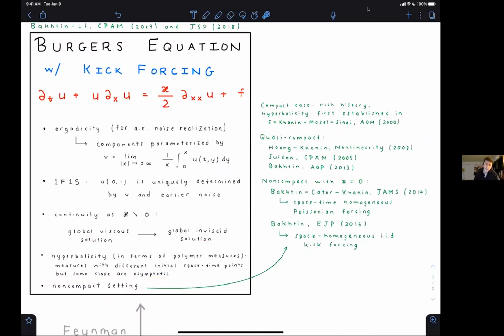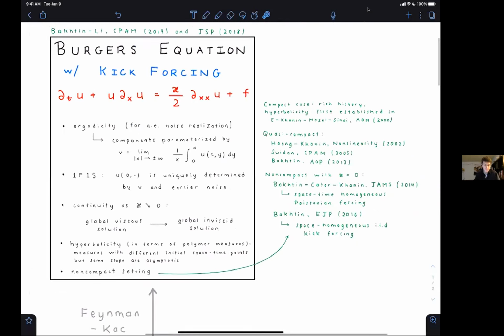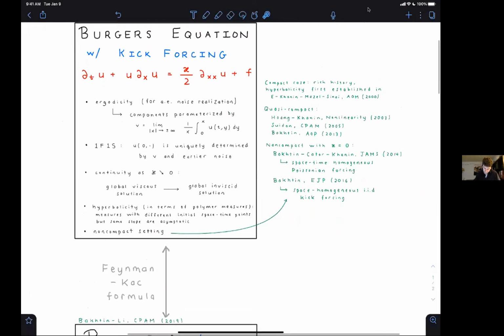But in the non-compact setting, and this started with this JAMS paper back in 2014, and then Yuri explored the kick forcing setting in 2016, now you actually do need a new perspective. So the non-compact case is relevant here and really demands a new set of tools. And I stress this because this is one of the reasons why the polymer perspective can be very useful. And Yuri, if anybody wants him to comment further on that, would be willing to do so.